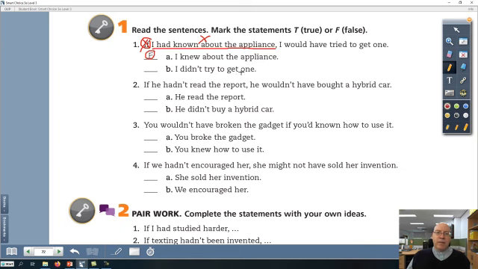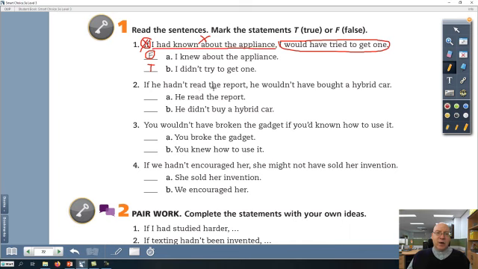I didn't try to get one. I would have tried to get one. Did this person try to get one? No, they didn't. Okay, because basically this is the opposite here. Because it's imaginary. So anytime you're thinking of an imaginary situation, it's the opposite. So I didn't try to get one. That is true. Because he didn't know about that. Okay, a little bit difficult. Let's see if it becomes easier as we go along.